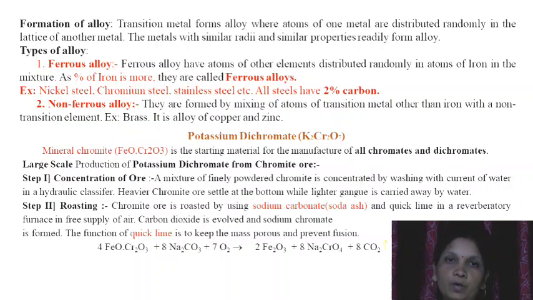There are two types of alloys, ferrous alloys and non-ferrous alloys. Firstly, ferrous alloys have atoms of other elements distributed randomly in the atoms of iron in the mixture. As the percentage of iron is more, they are called ferrous alloys. The second one is non-ferrous alloys. They are formed by mixing atoms of a transition metal other than iron with a non-transition element. An example of a non-ferrous alloy is brass. It is an alloy of copper and zinc.